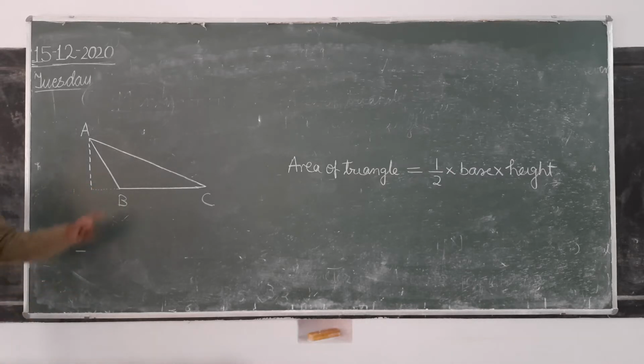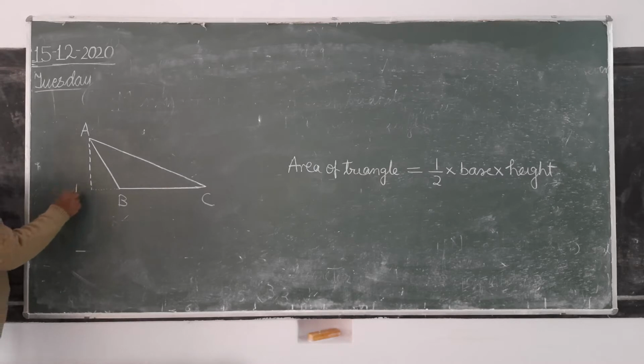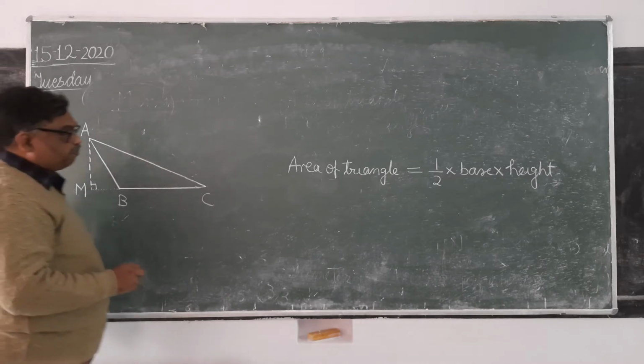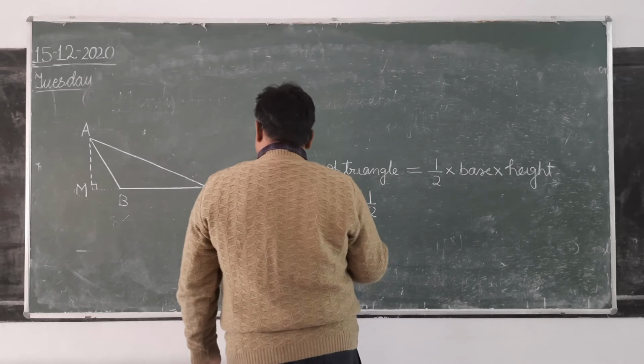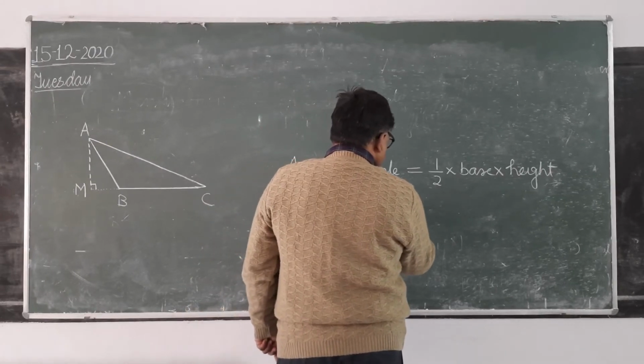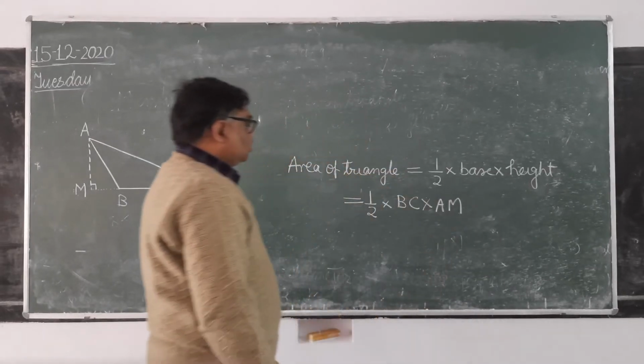It is not falling in between B and C. When you draw the perpendicular from A, the foot of the perpendicular will not lie in between B and C. It is lying outside BC, which means in the extended part of CB. You can name this as M. Is it clear? So the area will be 1/2, base BC and height AM. Height is AM. Is it clear?